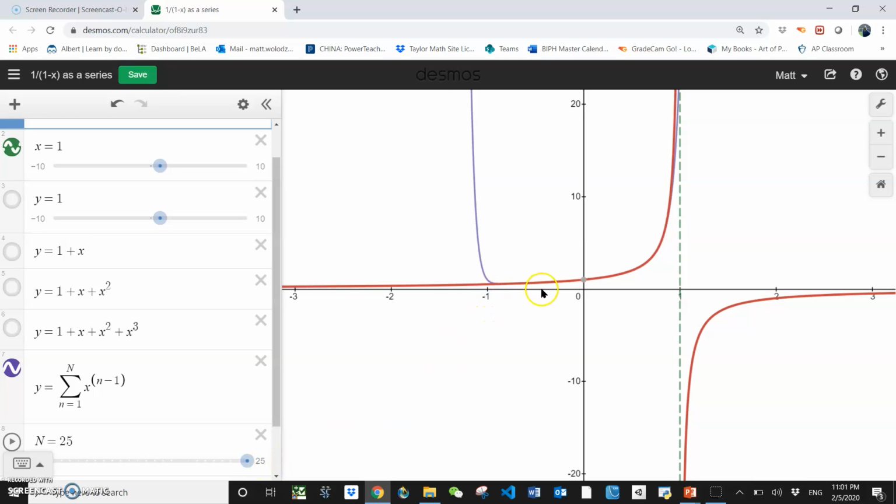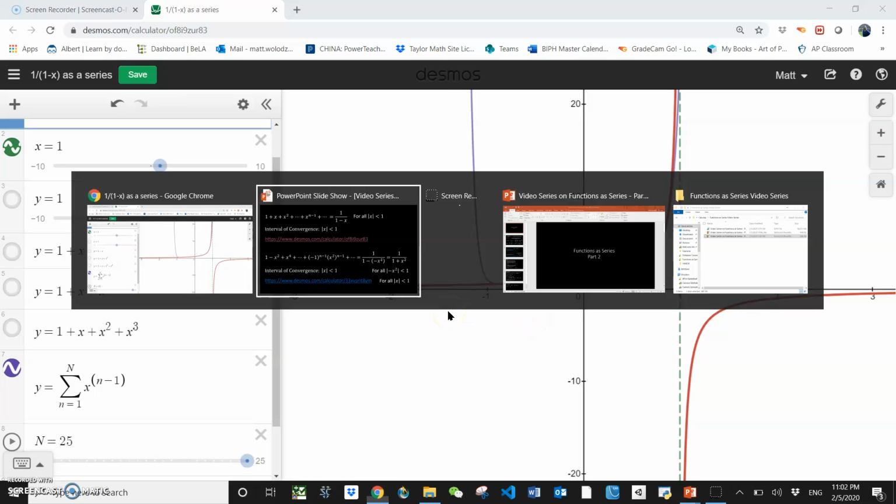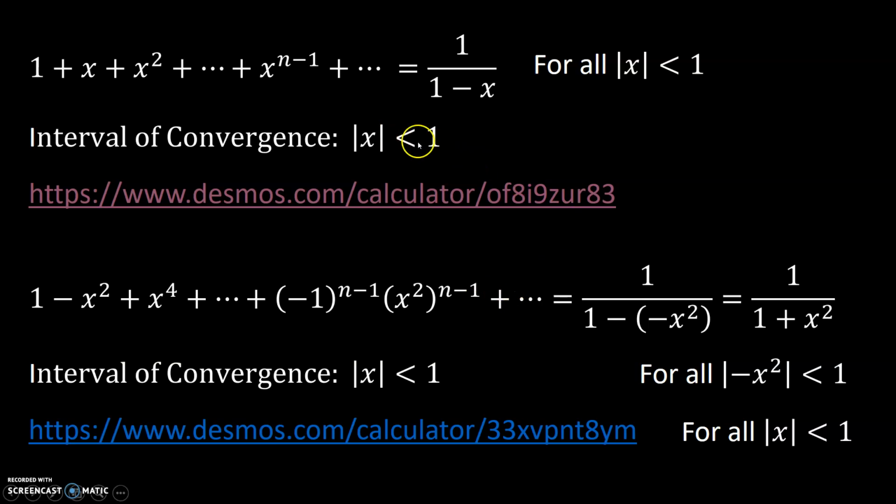Now, the one point of concern that we need to move forward with, and we'll look at this in later videos, is what do we do with the endpoint? What do we do exactly at -1 and at 1? And because it's geometric, we know that we cannot include the endpoints. So that is a non-inclusive interval. And we'll talk more about endpoints in greater detail in later videos.